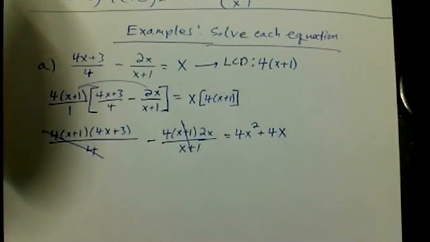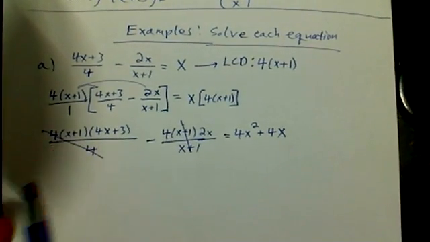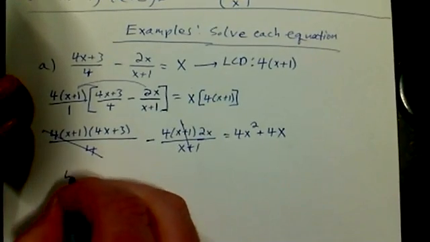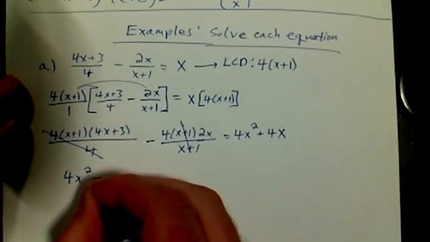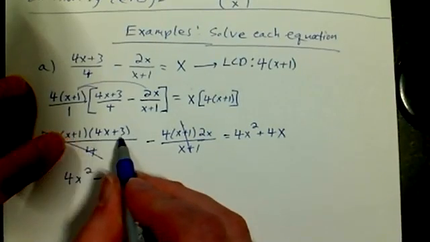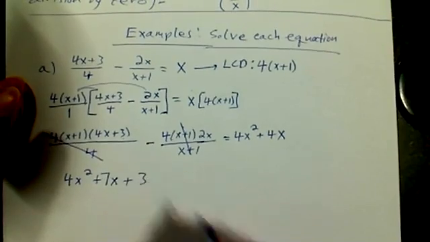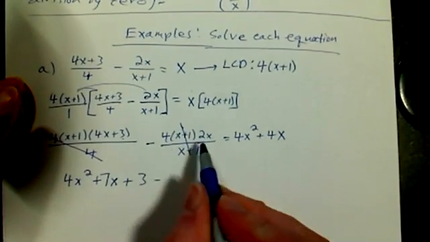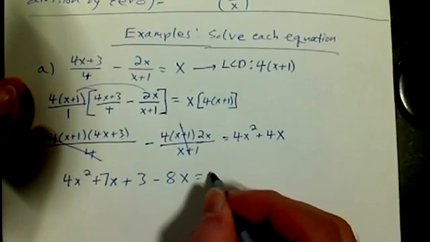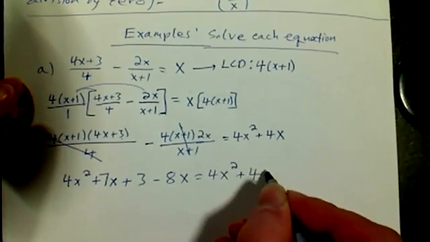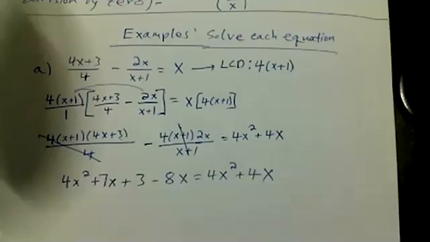Well, now that I'm at this point, I can see that it looks like a quadratic equation. That means I should probably start multiplying things out. So I have x plus 1 times 4x plus 3, meaning I have 4x squared plus 3x plus 4x, that's from the outer and inner. So we get 7x plus 3 minus, it looks like I'm left with 8x here is equal to 4x squared plus 4x. So I'm here right now, voila, no more fractions.